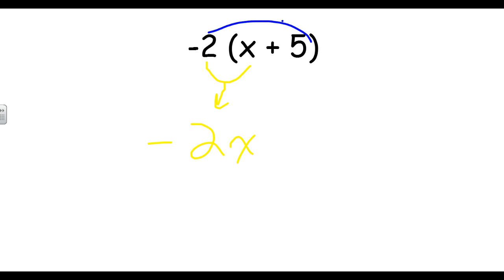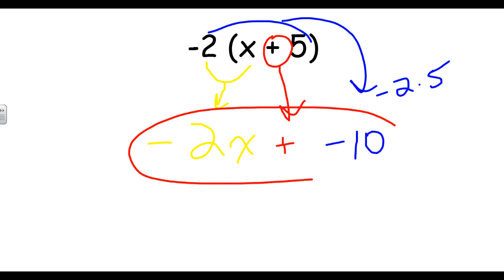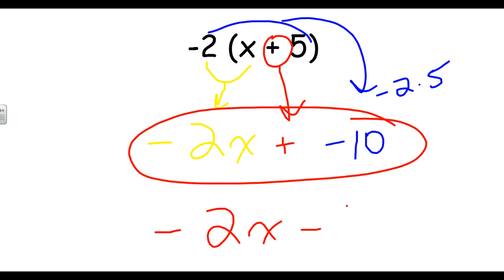Negative 2 5's gives us negative 2 times 5, or negative 10. And then we keep this plus sign here. So that is negative 2x plus negative 10, rather. We can also write that as negative 2x minus 10. That is okay, as well as negative 2x plus negative 10 for the moment.